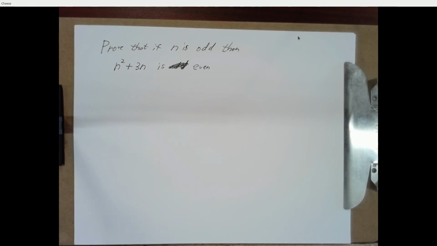Yeah. Okay. All right. So try the other one. Prove that if n squared is odd, then n is odd. I'll come back.